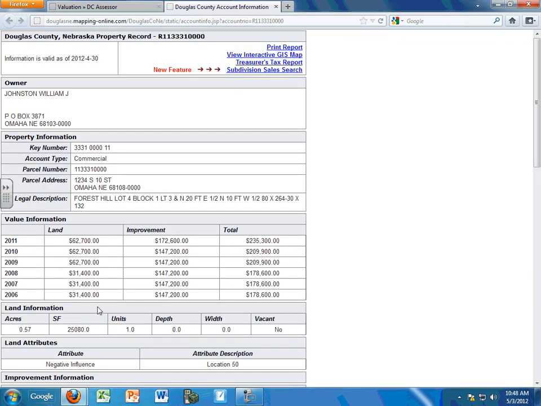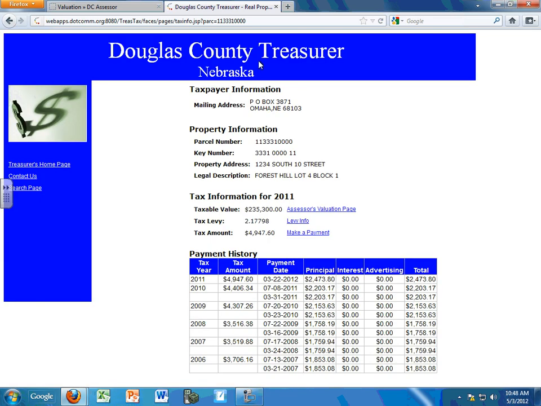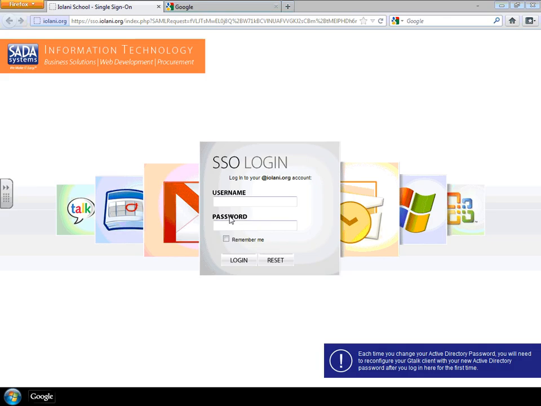Right here, you click on the assessor's part here, and then it shows treasurer's tax report up in this upper right hand corner. And let's see what happens when this comes up. And here it shows tax levy information. Tax levy right here is 2.17798. That's the mill rate right there. That means that this particular home was charged 2.18% of its valued amount.